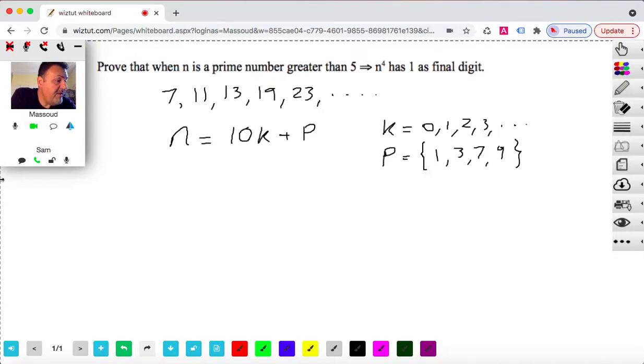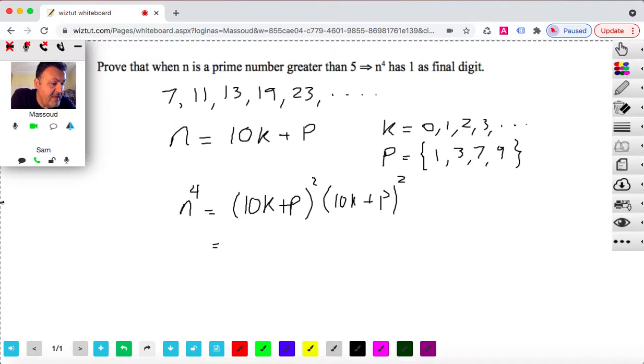So if we send this n to the power of 4, then that would be (10k plus p) squared multiplied by (10k plus p) squared. So if I square this, I get 100k squared plus 20kp plus p squared.